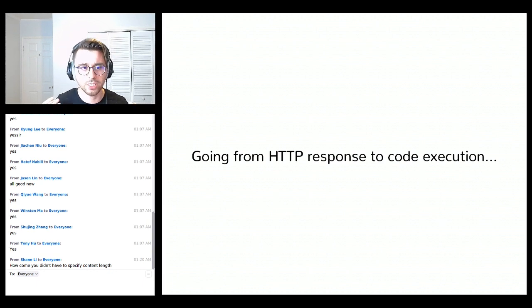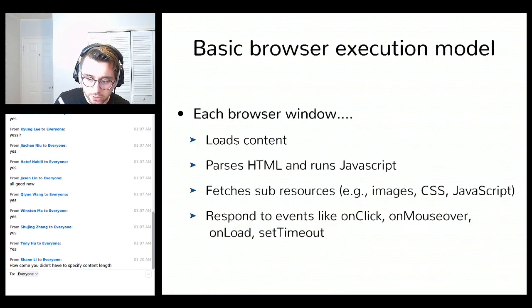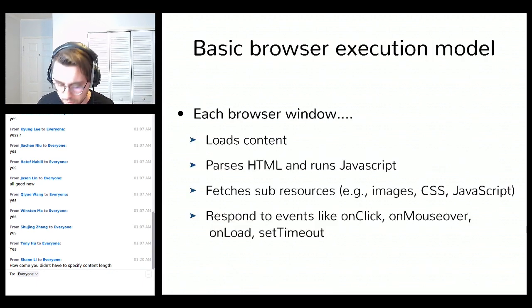Okay, so we have HTTP. We kind of have this protocol on top of which we build a bunch of web applications. So what's going on? How do we go from an HTTP response to executing code in the browser? To understand this, we're going to have to understand what the browser execution model looks like. So when we look at a page, each page, when it loads this HTML document, will load some content. So we parse the HTML and then we run whatever JavaScript is on the page.